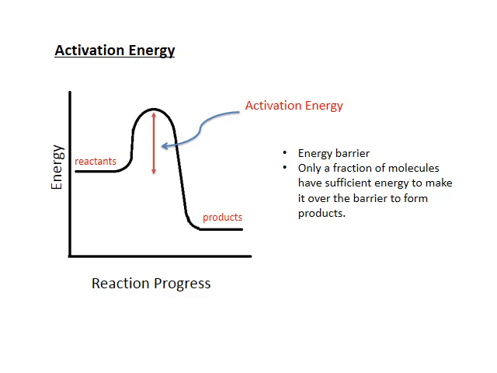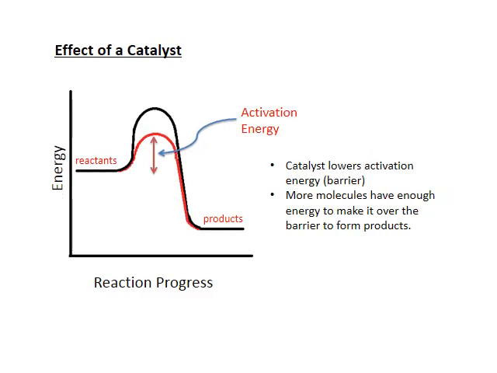Or if I add a catalyst, it basically decreases that energy barrier. Now more particles will have enough energy to get over that barrier and produce products. If the barrier is lower, I'm going to have more molecules with sufficient energy to get over it, so the rate is going to go up in the presence of a catalyst.